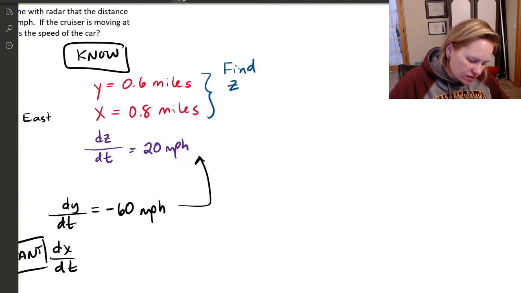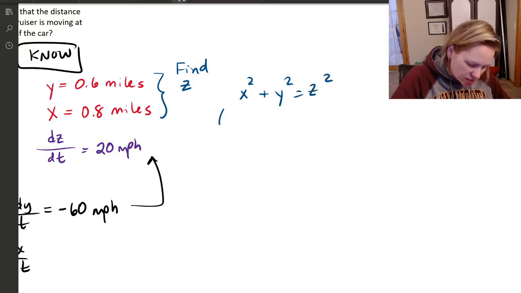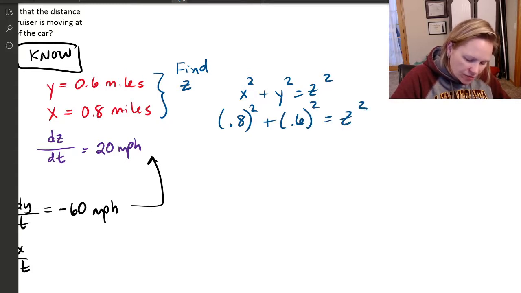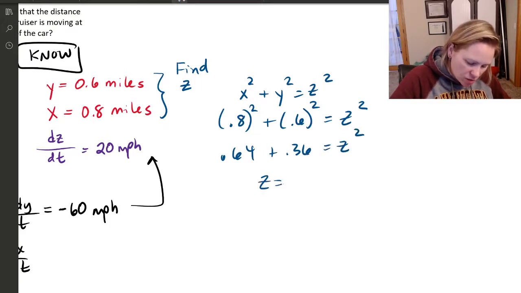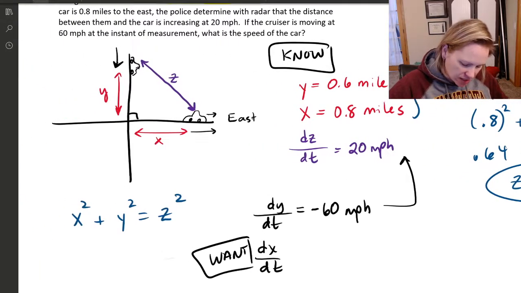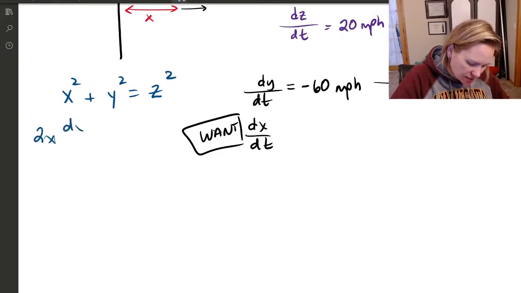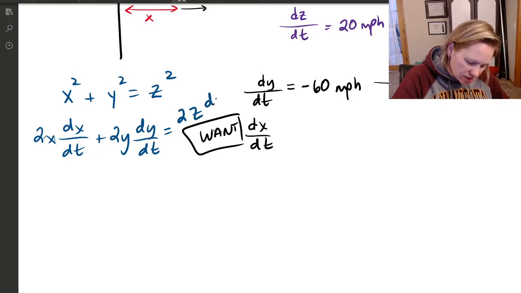So I'm going to use these to find z. So I'm going to go over here, x squared plus y squared equals z squared. So I'm going to say 0.8 squared plus 0.6 squared equals z squared. 0.64 plus 0.36 equals z squared. Oh, z must be 1. So that's handy. So z is 1. So now I have all the pieces I need. I'm going to go ahead and differentiate with respect to time. So I'm going to have 2x dx/dt plus 2y dy/dt equals 2z dz/dt.